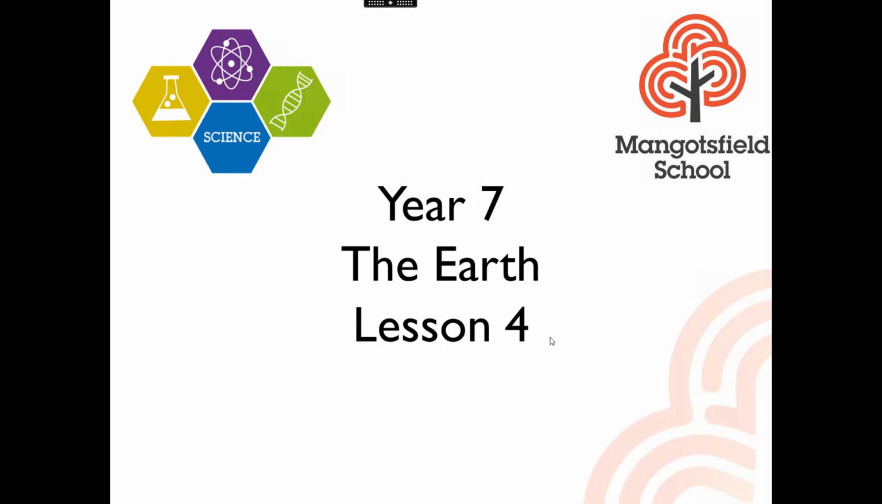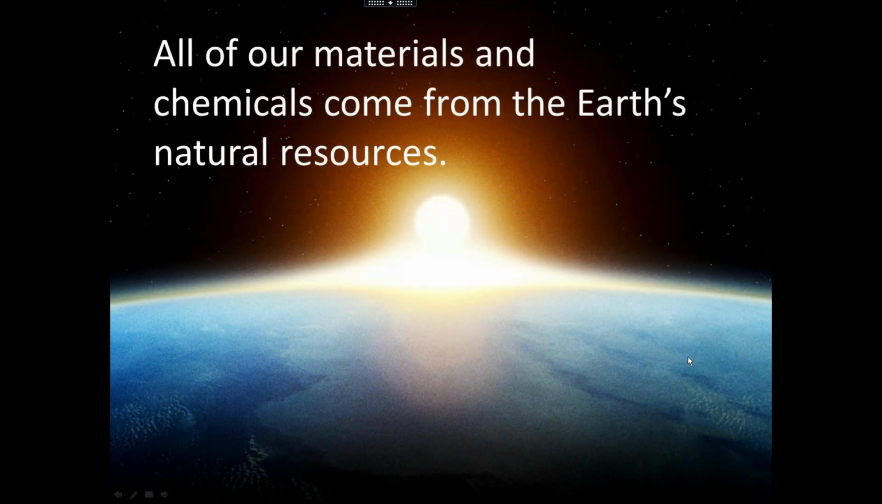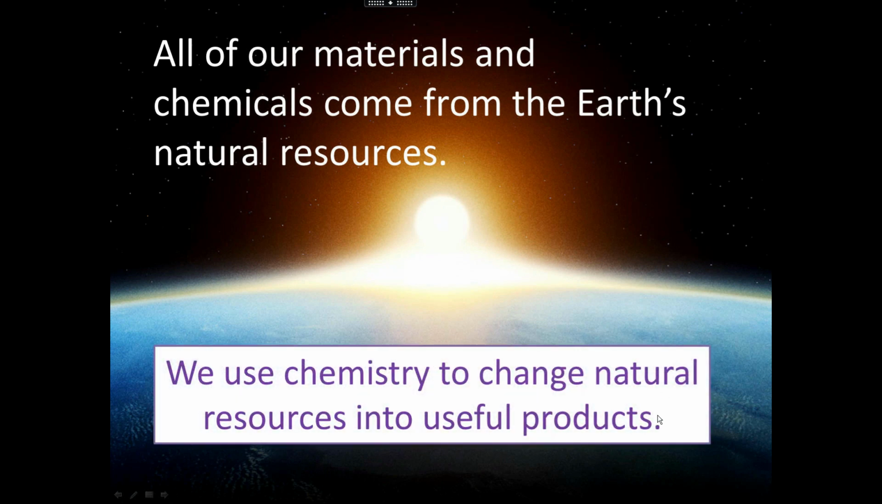It is time for lesson 4 of the Year 7 Earth topic. We are learning about the Earth because that's where we get our natural resources from. We can use chemistry to change it into useful products, and today we're going to look at the useful products which can come from air.